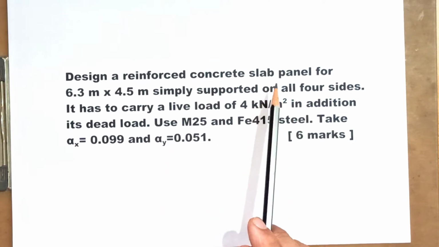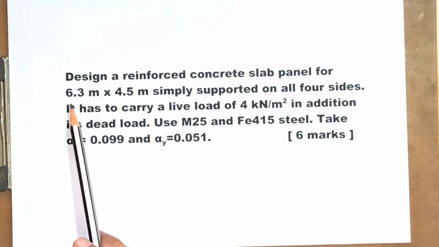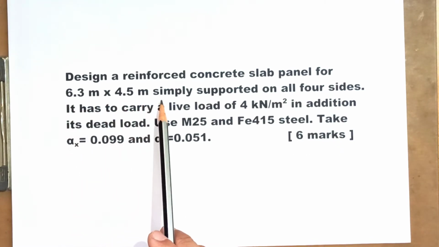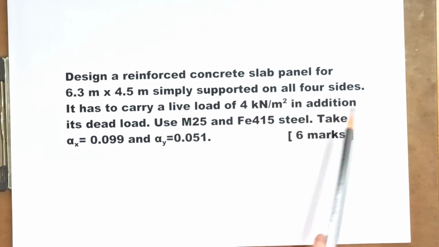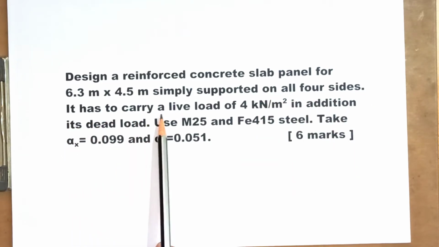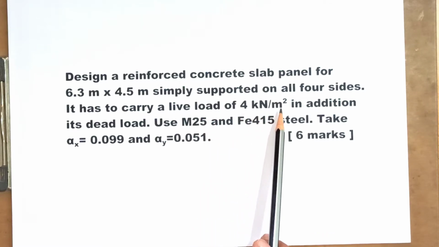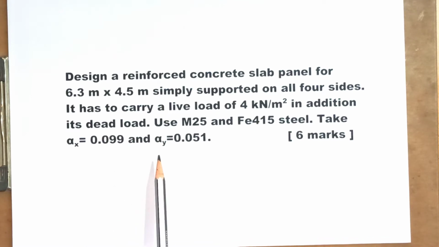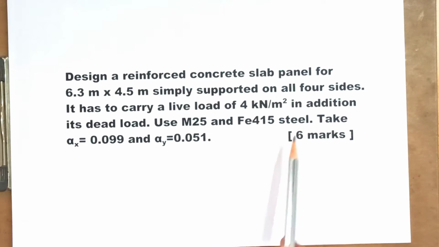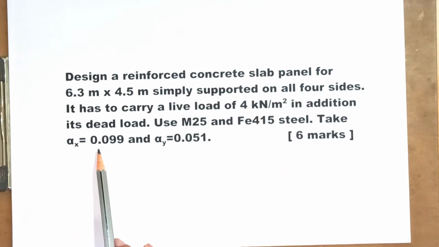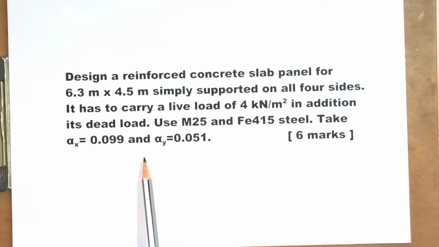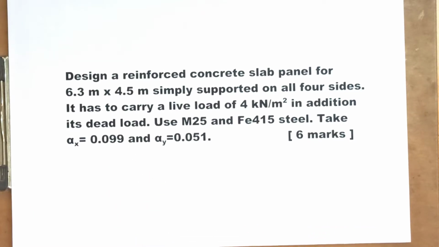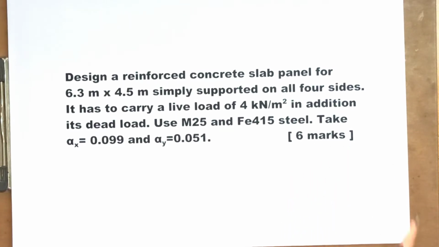Design a reinforced concrete slab panel for 6.3 meter by 4.5 meter, simply supported on all four sides. It has to carry a live load of 4 kN per meter square in addition to its dead load. Use M25 concrete and Fe415 steel. Take alpha x is equal to 0.099 and alpha y is equal to 0.051. This problem is asked in MSBT exam for 6 marks.